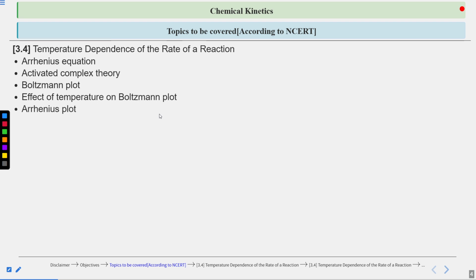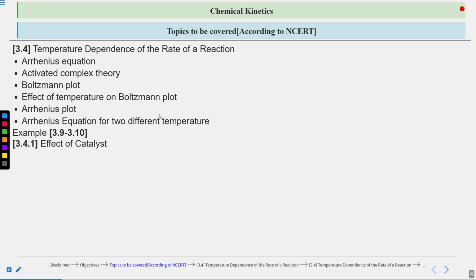What is the Arrhenius plot? The Arrhenius equation for two different temperatures. Then we will cover the examples from section 3.4, from 3.9 to 3.10. Then we will shift to our next topic, which is subsection 3.4.1, effect of catalyst, in which we will talk about the catalyst first, and then we will cover the summary part, along with the key points to remember. Okay, so let's begin.